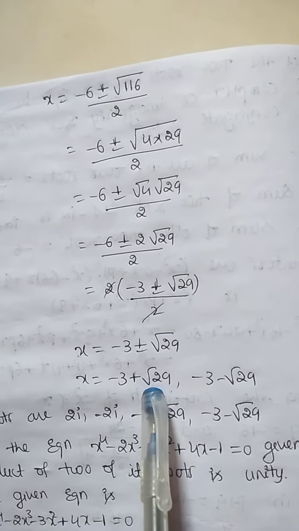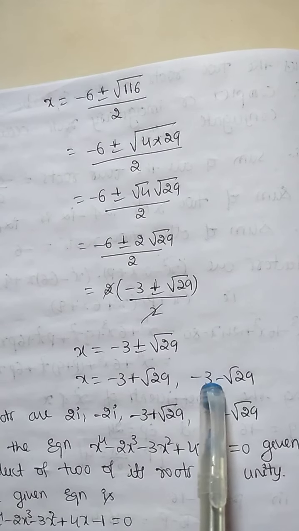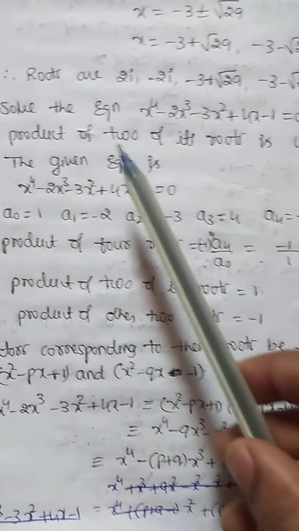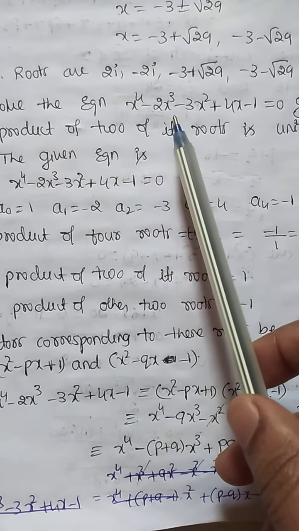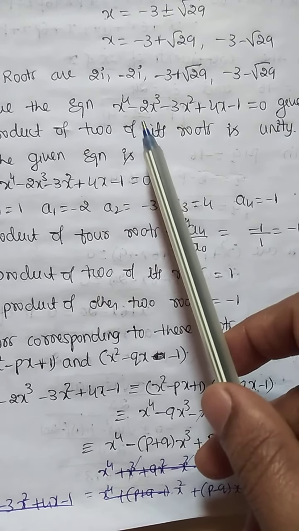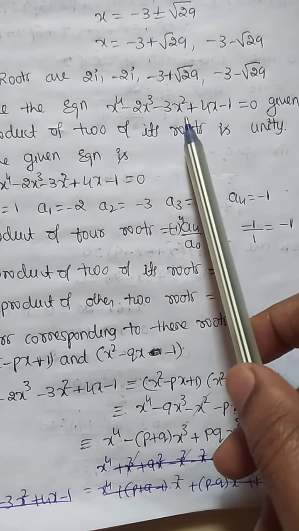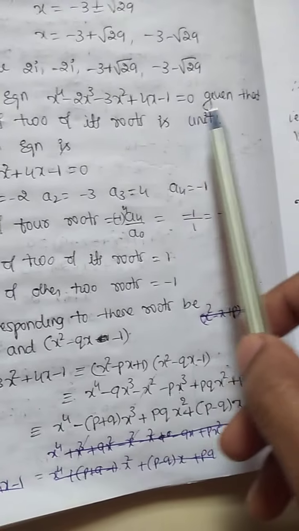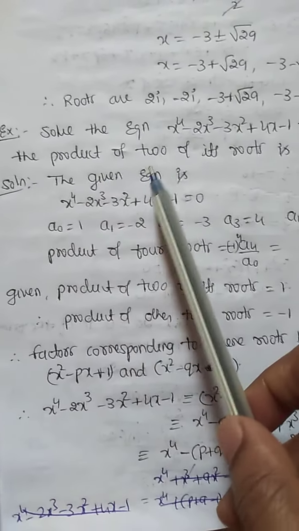x equals minus 3 plus root 29, minus 3 minus root 29. Solve the equation x power 4 minus 2x cube minus 3x square plus 4x minus 1 equals 0, given that the product of two of its roots is unity.